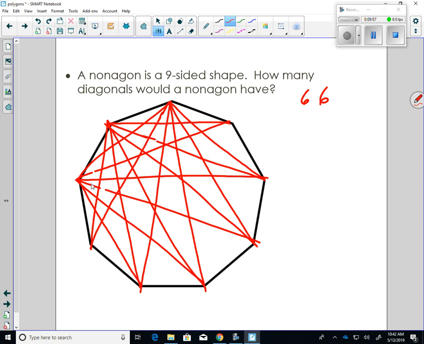1, 2, 3, 4, 5, 6. Was there a double up there, or did I just count wrong? 1, 2, 3. Oh, this one was already there. That one was already there, so I only made 5 new ones, right?